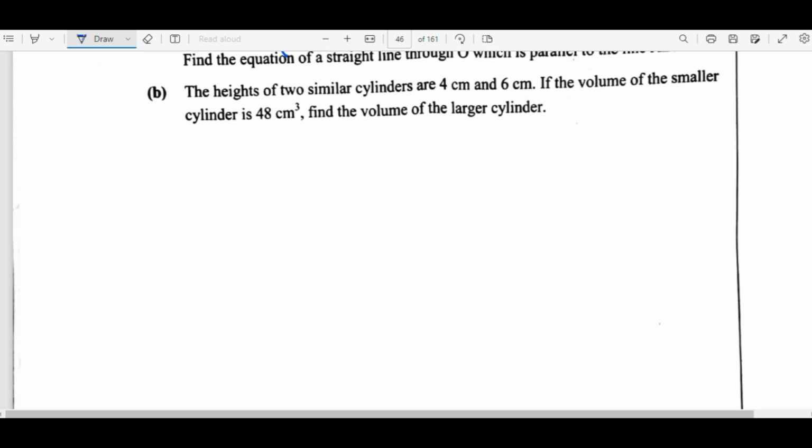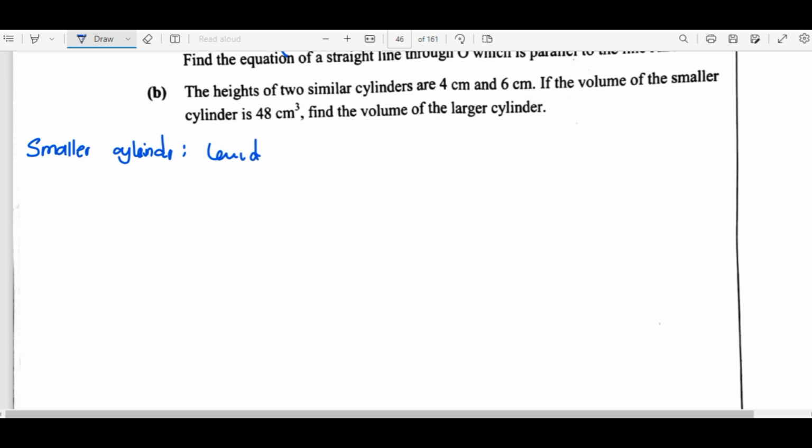We move on to question B. The heights of two similar cylinders are 4 centimeters and 6 centimeters. If the volume of the smaller cylinder is 48 cubic centimeters, find the volume of the larger cylinder. Right, so say we have smaller cylinder to larger cylinder.